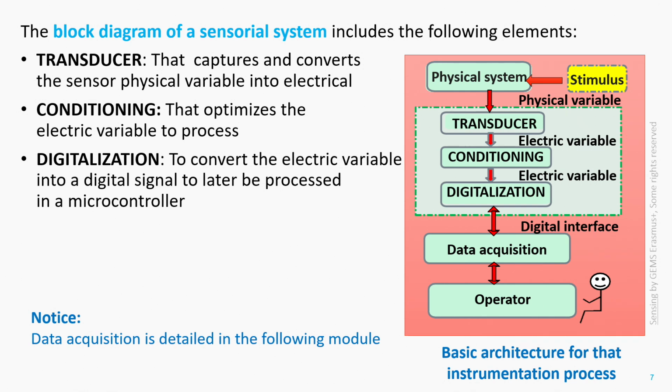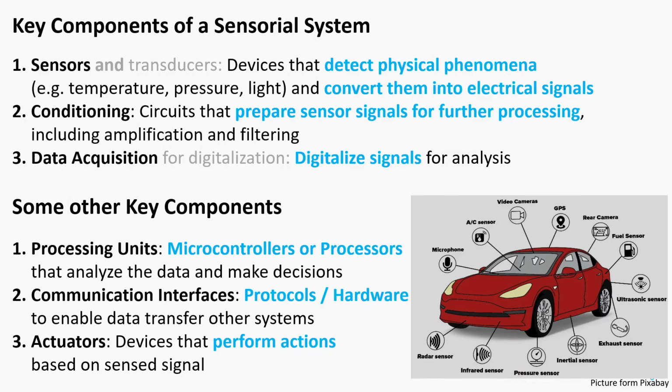So the key components in the sensorial system are mainly three, as you can see here: the sensor, the conditioning, and the data decision elements. These three electronic elements are the main ones in the sensorial system. The sensor is the one that detects the physical phenomena, the physical variable that is then converted into an electrical one. For example, the sensor that gets the temperature in the car, pressure of its tires, or light outside on the road, as you can see in the car in the image down in the slide.